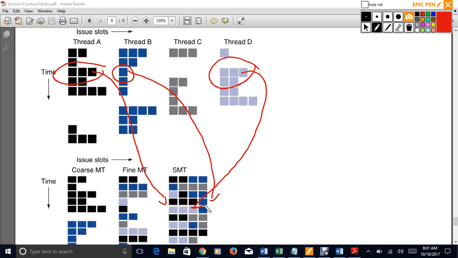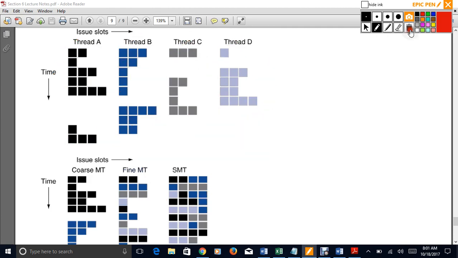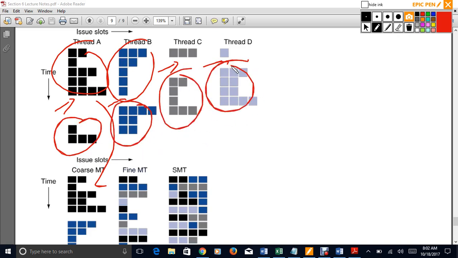So what we would normally be doing is you would have to execute A, execute B, execute C, and execute D. In coarse grain multi-threading, I'm executing A until I encounter a stall, and then I'm executing thread B, and then I'd be executing thread C when I get here. After that, I'd be executing thread D, and then I'd be going A. After that's done, I do B, then I do C, and then I do D.